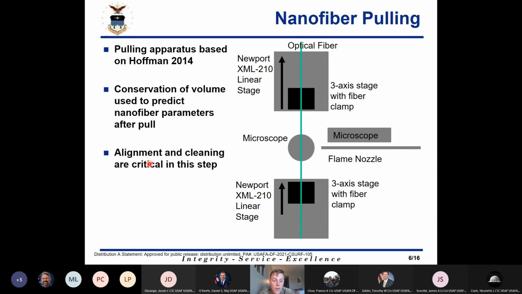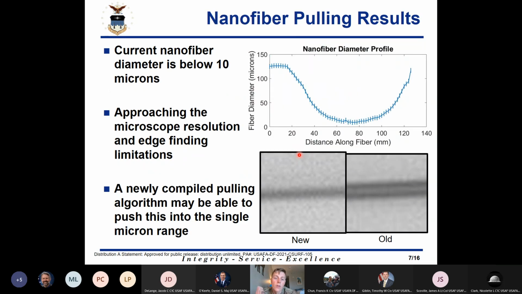The alignment and cleaning at this step is critical. If you have any dust or dirt or any of the buffer that covers the glass of the original optical fiber, if that's left on the region that is affected by the flame nozzle, that can cause burns in the optical fiber or just cause it to break altogether. And if any of that happens, you basically have a nanofiber that is useless. And then once the pull is actually done, we leave the fiber here and create the optical cavity around the fiber. So we try not to handle the optical nanofiber at all once it's created, just because it's so difficult to do that. For the nanofiber pulling results, the current nanofiber diameter is below 10 microns.